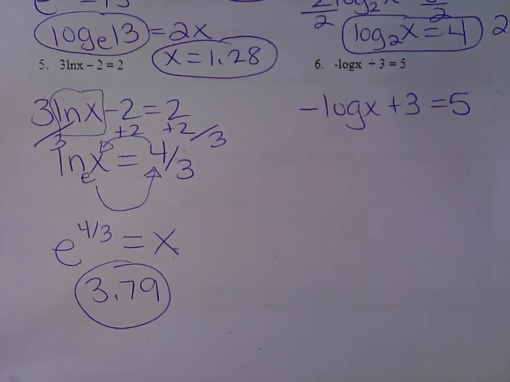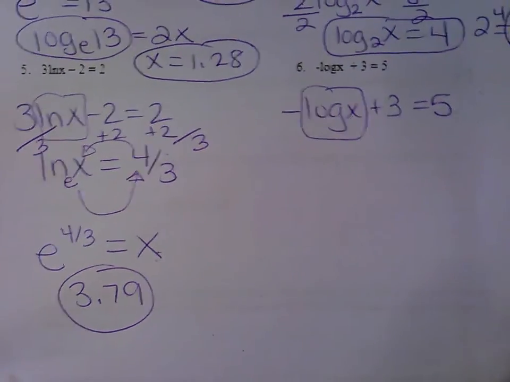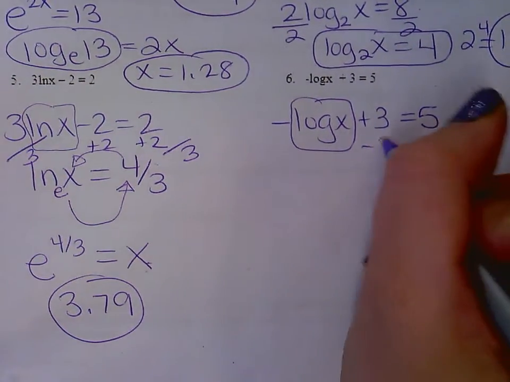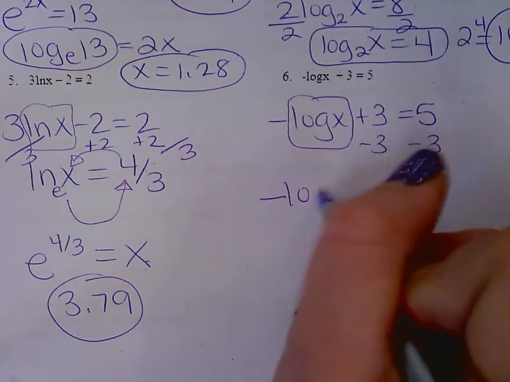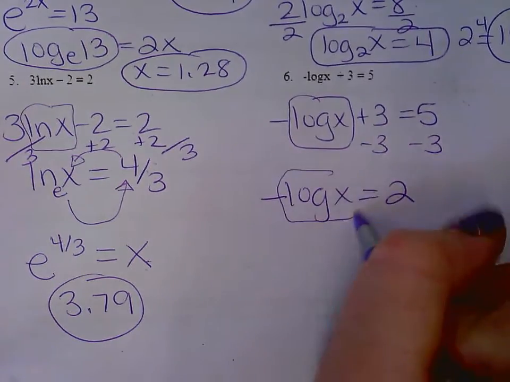The last one, I need to get this log by itself. So what would be my first step? Subtract 3 from both sides. Negative log x equals 2. What's my next step to get log by itself?